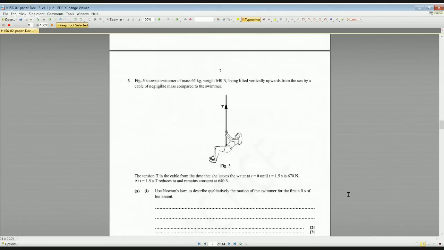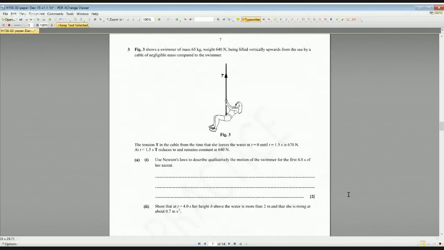Okay, let's keep moving on to question 3. Question 3 is a question of two halves. It begins with some mechanics and ends with some electricity. So we have a swimmer. They give the mass and the weight of the swimmer being lifted vertically upwards from the sea. And the cable is massless.